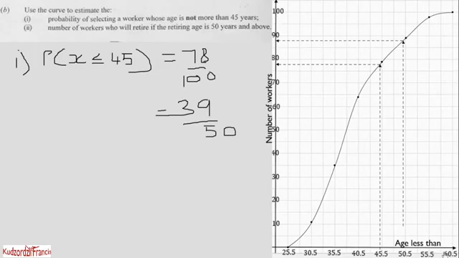All this here, more than 50, going to retire, and that will correspond to 100 minus 88. So the number of workers who retire if the retiring age is 50 years will be 100 minus 88. So 12 people will retire if the retiring age is 50 years or more. Now let's move on to the next question.